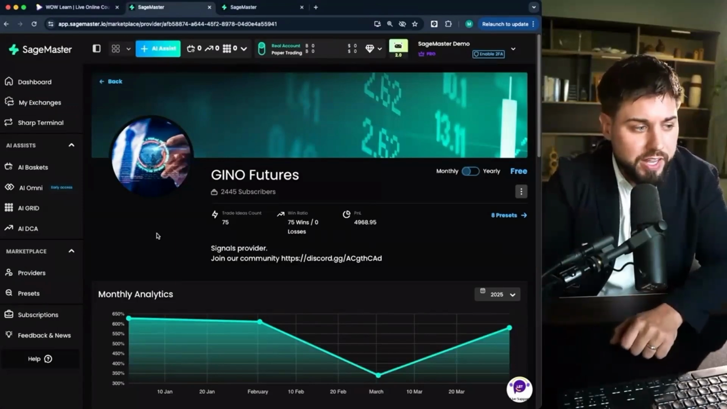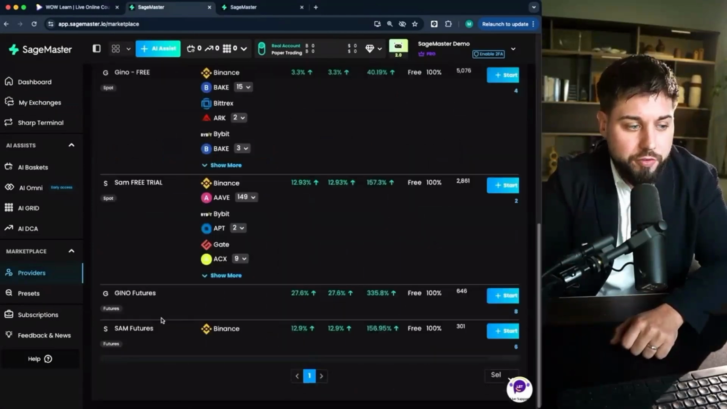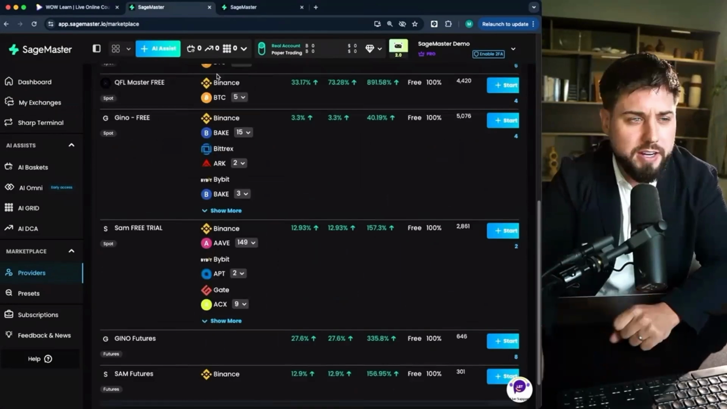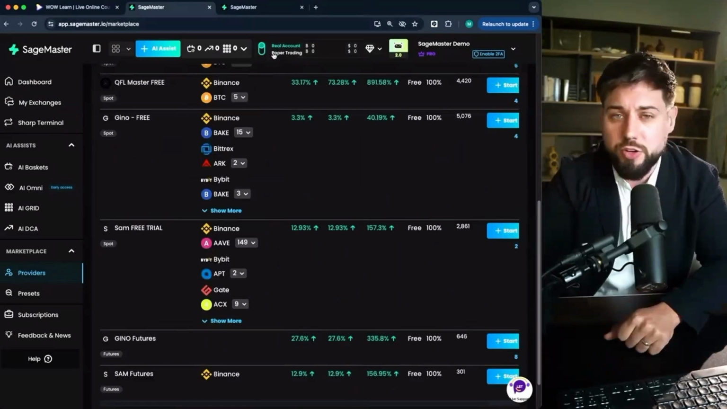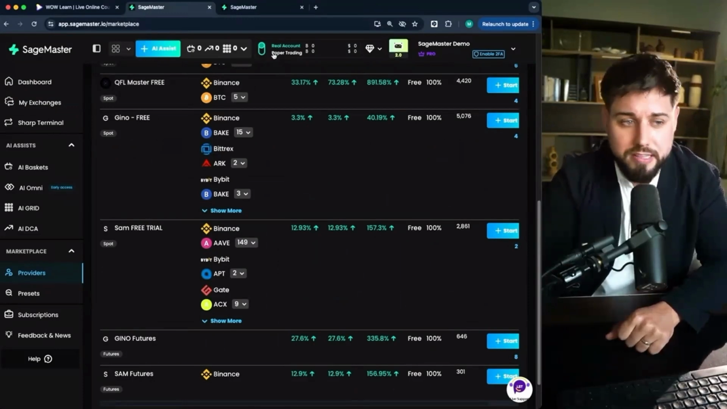Now, going back to providers, you can follow both futures and spot, of course, depending on what account you have created and connected. And you can always start with paper trading. Of course, start with demo to learn and try things out.